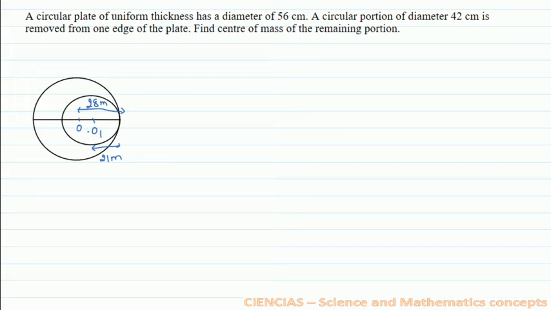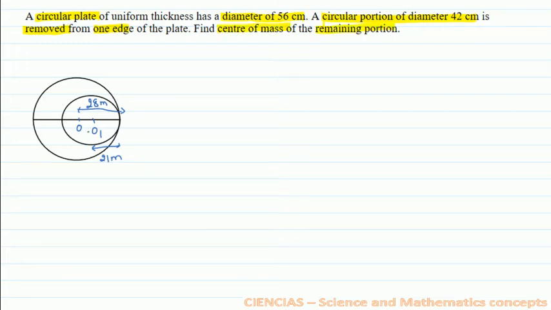Hello students, here we are solving the question which is based on the topic of rotational motion. The question here is, a circular plate of uniform thickness has diameter of 56 centimeter. A circular portion of diameter 42 centimeter is removed from it, from one edge of the plate. Find the center of mass of the remaining portion.